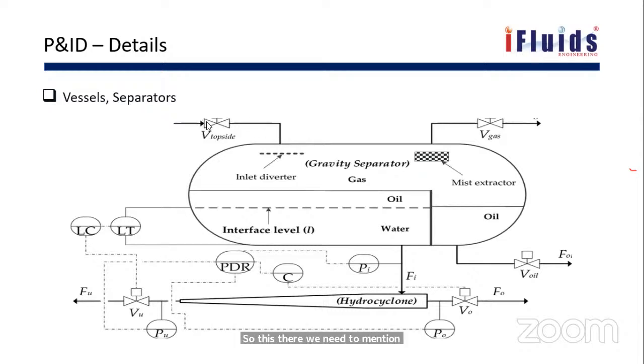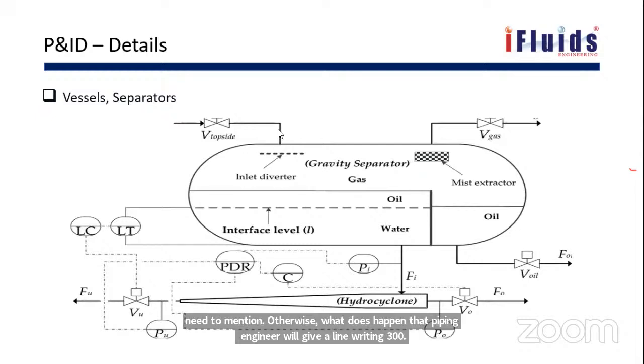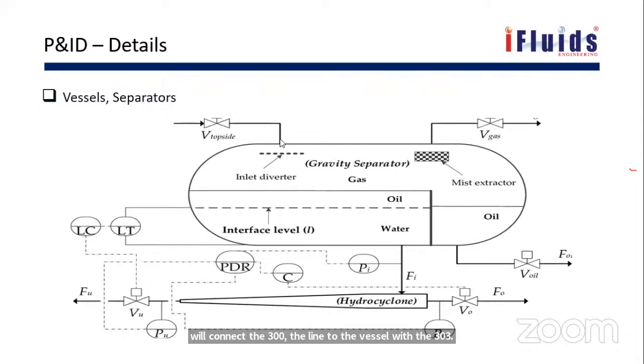Otherwise, what will happen? The piping engineer will give a line rating of 300. I will connect the 300 line to the vessel with a 300 rating flange, and they will order accordingly. Then once they go for execution and connect the flange, both flanges will not match. We cannot connect the same size, say 10 inch, 300 rating with 600. So at the last moment, this is not connected. We need to buy a new flange, which is not possible. This is a project; there will be thousands of flanges in a particular plant. At that time, you cannot go and buy a new flange.